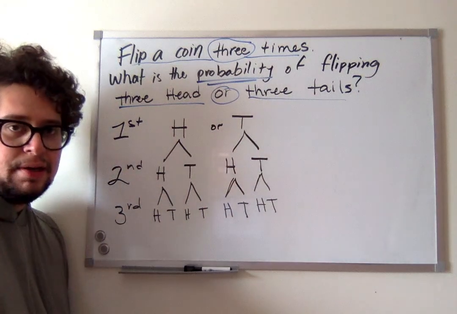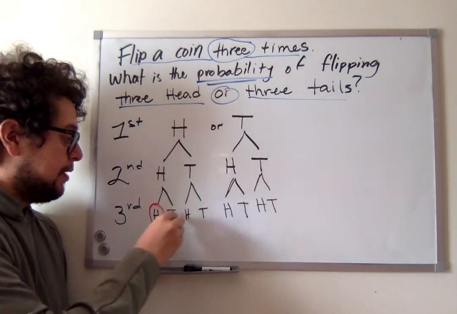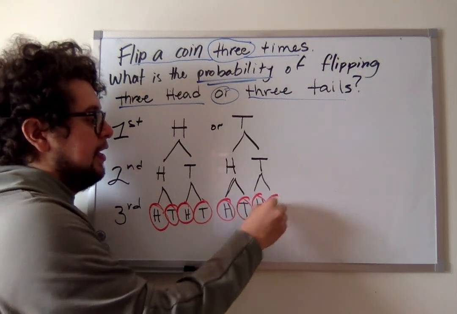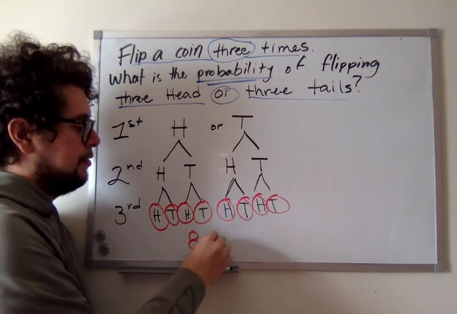Now, if I want to know my total, all I have to do is count the ends of my tree diagram. So I have 1, 2, 3, 4, 5, 6, 7, 8. I have 8 total.